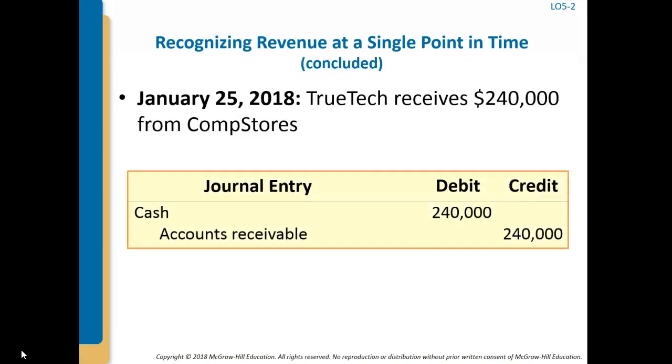Then on January 25th of 2018, True Tech receives $240,000 from Comp Stores. This transaction does not affect revenue. We recognize revenue when performance obligations are satisfied, not when cash is received. True Tech simply records collection of the accounts receivable.